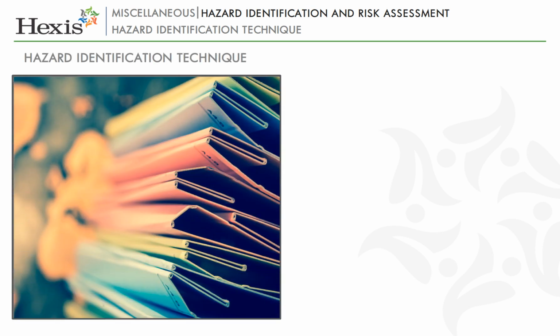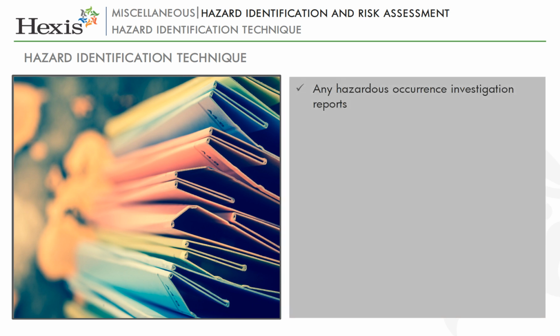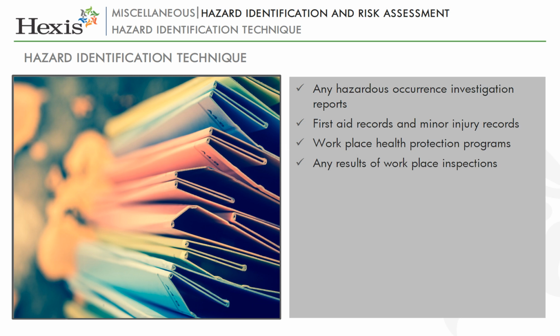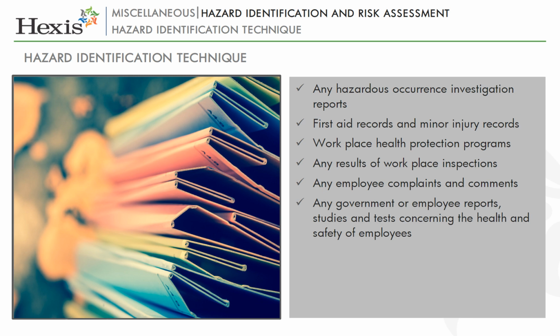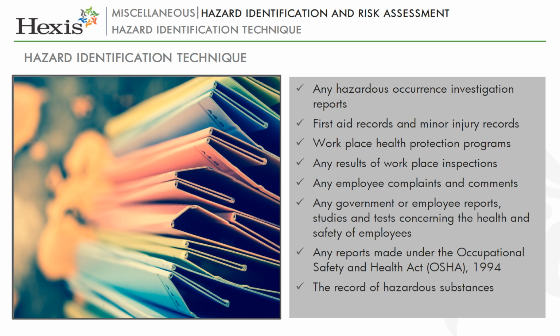The employer shall develop a hazard identification and assessment methodology taking into account some documents and information. Let's look at them. Any hazardous occurrence investigation reports, first aid reports and minor injury records, workplace health protection programs, any results of workplace inspections, any employee complaints and comments, any government or employee reports, studies and tests concerning the health and safety of employees, any reports made under the Occupational Safety and Health Act, that is OSHA 1994, the record of hazardous substances, any other relevant information.